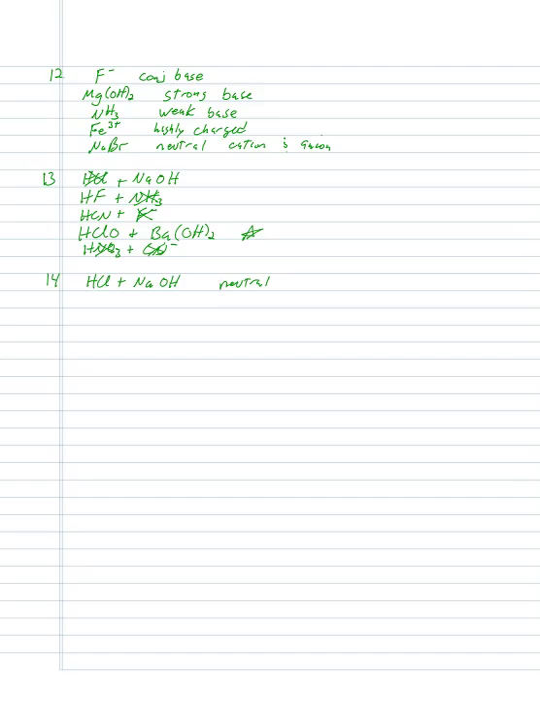Okay, neutral is not basic, so that's not right. B is HNO3 and CN minus. Okay, well, we can take a look at the products there. That's going to give us NO3 minus plus HCN. HCN's an acid. That's going to hydrolyze in water and give us H3O plus and CN minus. Okay, so what's that going to be? That's going to be acidic because we have an equilibrium that gives us H3O plus.